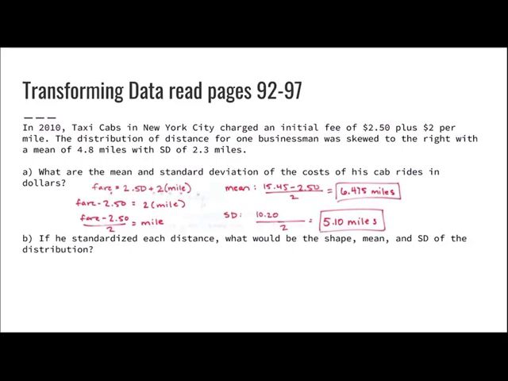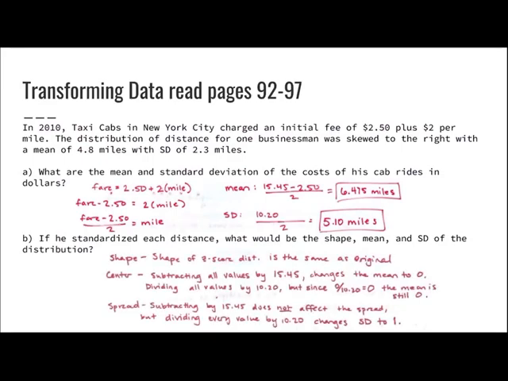If he standardized each distance, what would the shape, mean, and standard deviation of the distribution be? So the shape is going to be the shape of the z-score distance, and it's going to be the same as the original. The center, we're going to be subtracting all the values by 1545 and changing the mean to 0, dividing all the values by 1020, but since 0 out of 1020 is 0, the mean is still 0. And then our spread, subtracting everything by 1545 does not affect the spread, but dividing every value by 1020 changes our standard deviation to 1.